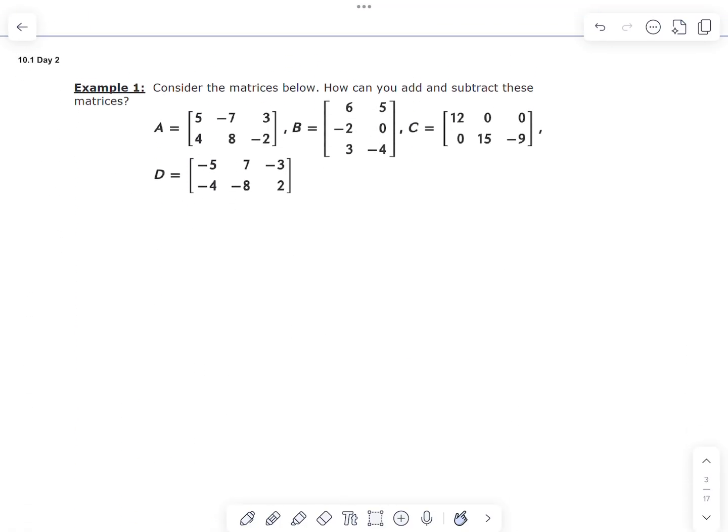Okay, here's example 1. Consider the matrices below. So there are 4 matrices, matrix A, B, C, and D. And we want to be able to figure out, could we in fact add or subtract these matrices? So when we start off, we want to just identify what are the matrix dimensions. So remember, matrix dimensions are row by column.